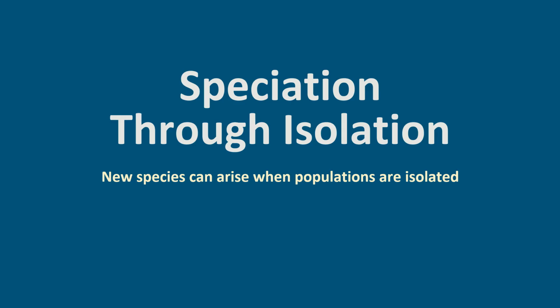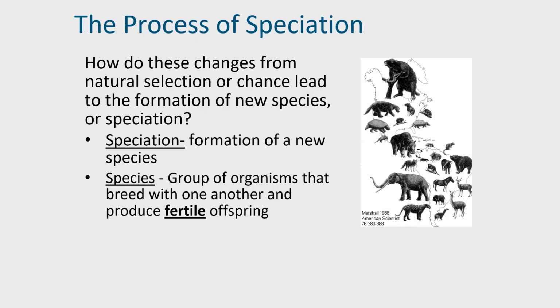So speciation, we're going to cover that next. What is the definition of speciation? Well, it is the formation of a new species. Remember, the definition of a species is a group of organisms that breed with one another and produce fertile offspring. That's the key. If they produce infertile offspring, then they're not a species and they can't create a new population of that species because none of the offspring are fertile.